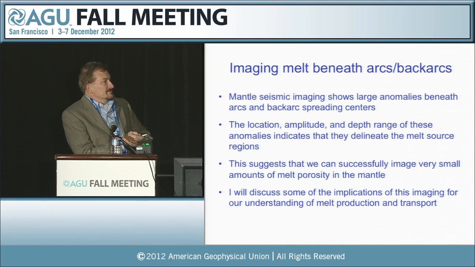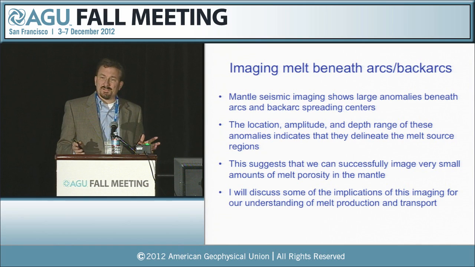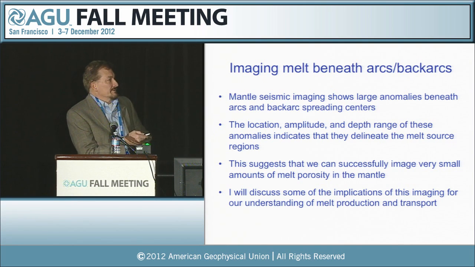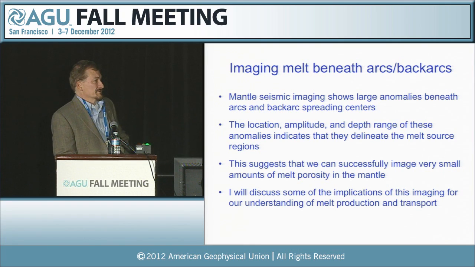As a preview, I'm going to try to convince you that mantle seismic imaging allows us to delineate the melt source regions beneath the arc and the Backarc spreading center. This allows us to constrain the spatial locations where the melting is actually happening in the mantle. And then the hope is that as we go along, we can say things about melt porosity in the mantle and help to constrain some of the models that have been discussed earlier this morning.